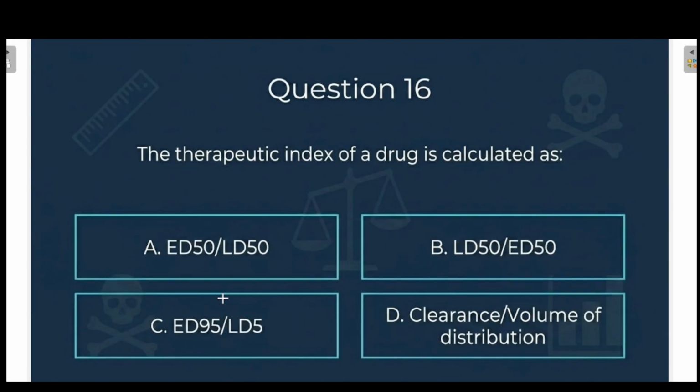Question number 16. The therapeutic index of a drug is calculated as: options are ED50 upon LD50, option B LD50 upon ED50, option C ED95 upon LD5, option D clearance upon volume of distribution. So the correct option is option B, LD50 upon ED50.